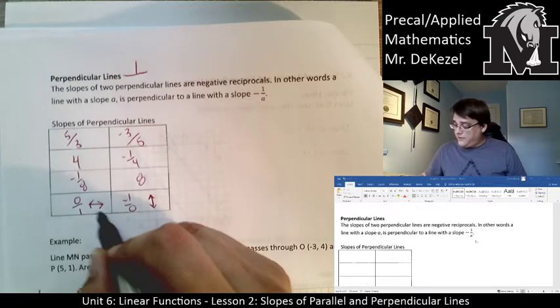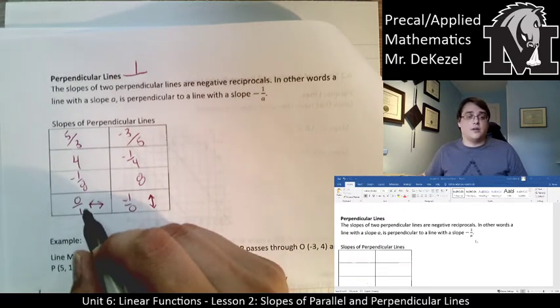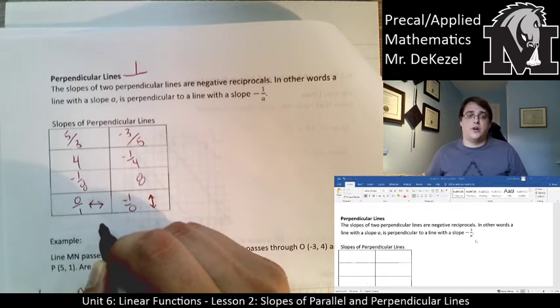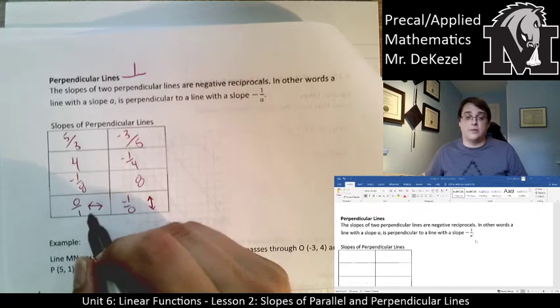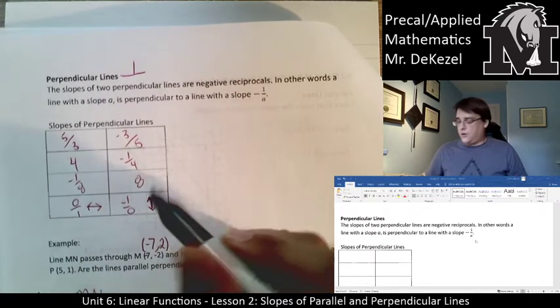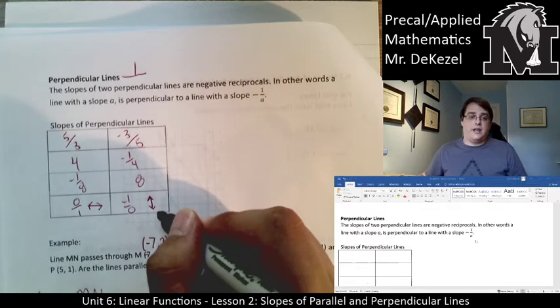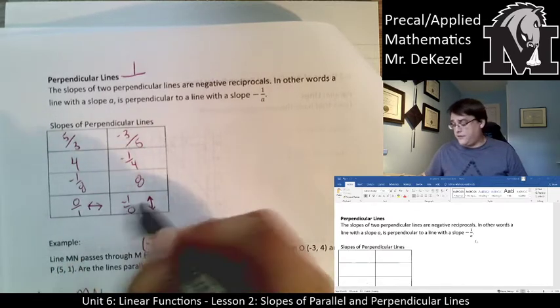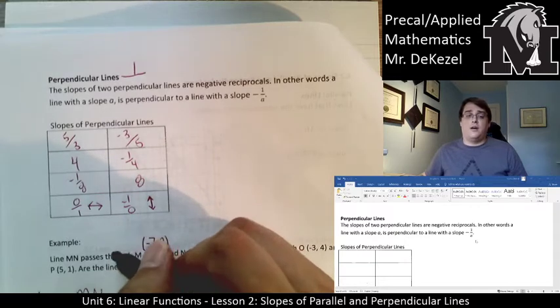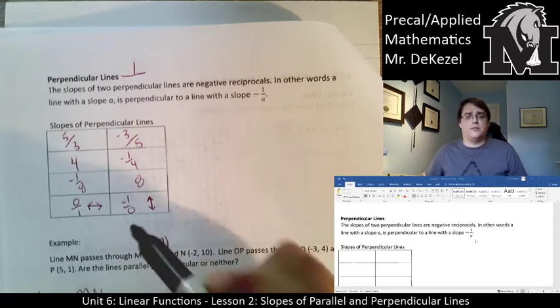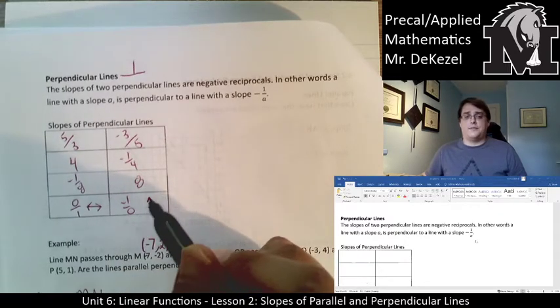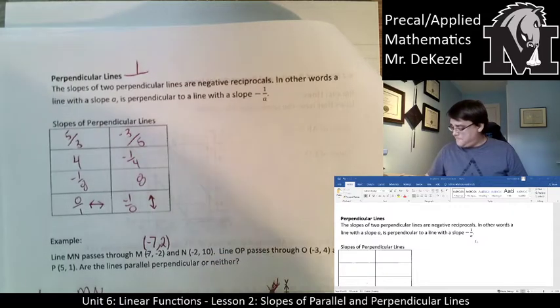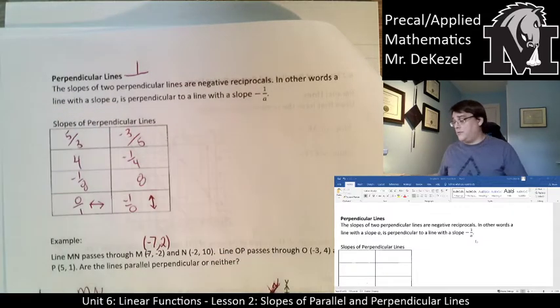If you have a horizontal line, 0 over 1, as we know, because 1 cannot go into 0, it would flip over to be a vertical line, and the same would go for the other way. If you had a vertical line, it would flip over and be a horizontal line. That would be the perpendicular. So let's map out some lines and find out which ones are perpendicular.